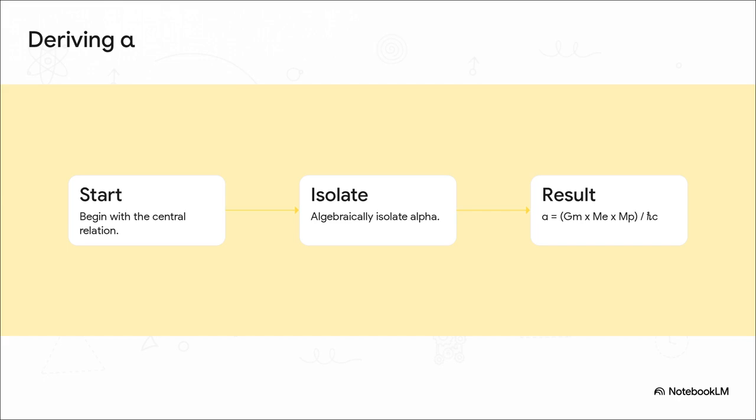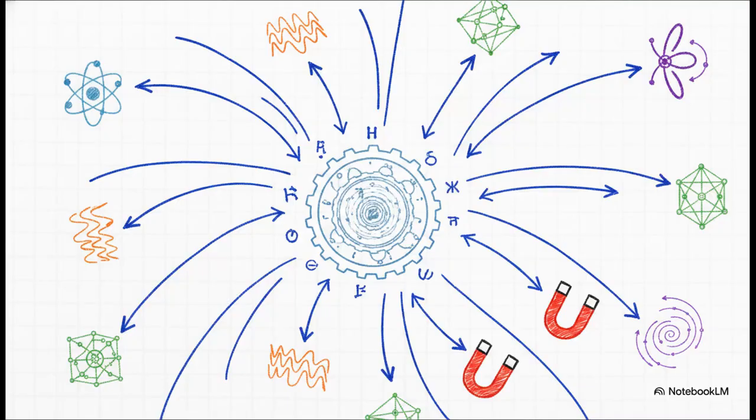Alpha equals Gm times the electron mass times the proton mass, all divided by the reduced Planck constant times the speed of light. It's an incredibly clean, logical flow, taking us straight from a mass-based equation to a dimensionless electromagnetic constant. And honestly, the paper doesn't just stop at alpha.